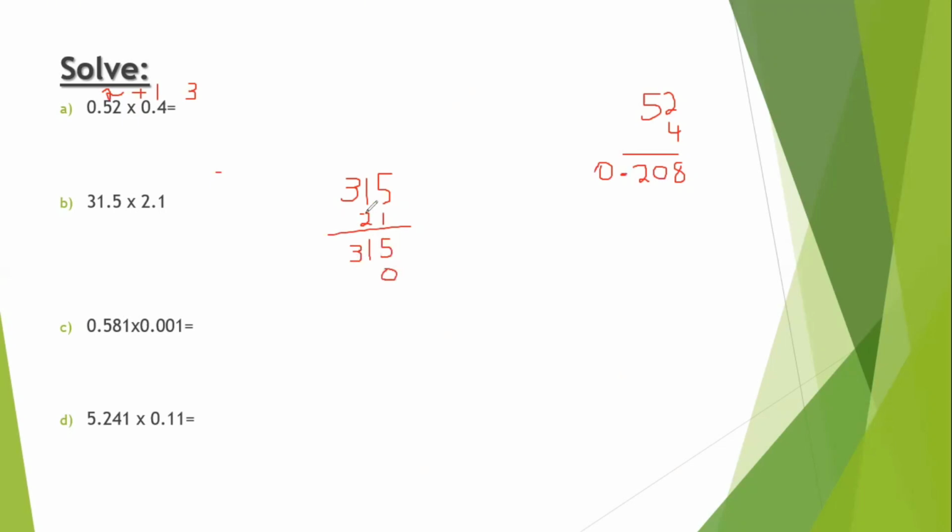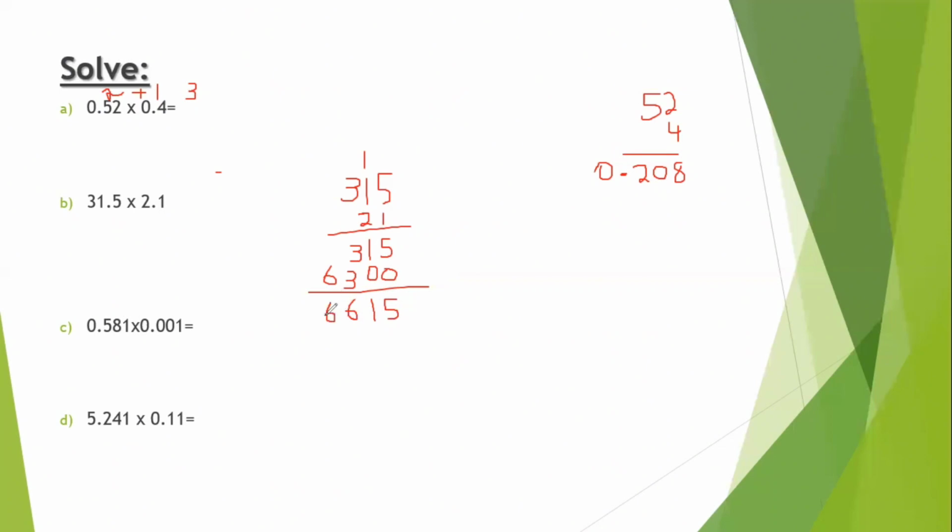Because this is 21. 2 times 5 equals 10. Put 0 and carry 1. 2 times 1 equals 2, plus 1, 3. 2 times 3 equals 6. Let's add: 5 plus 0, 5; 1 plus 0, 1; 3 plus 3, 6; and 6.